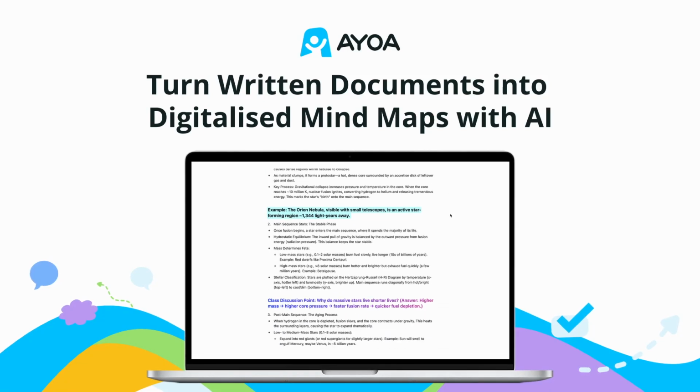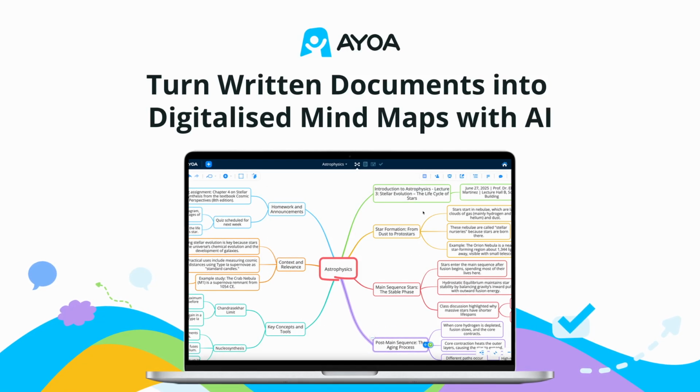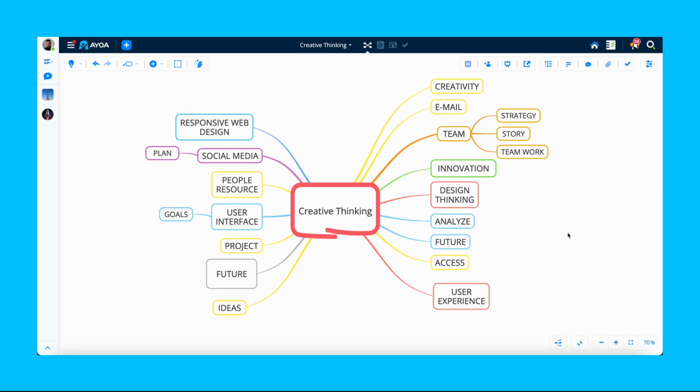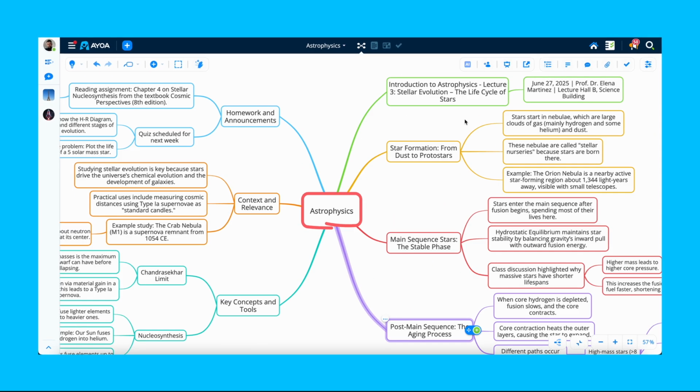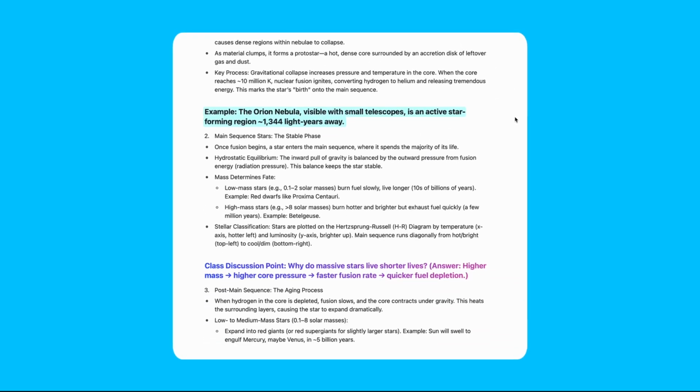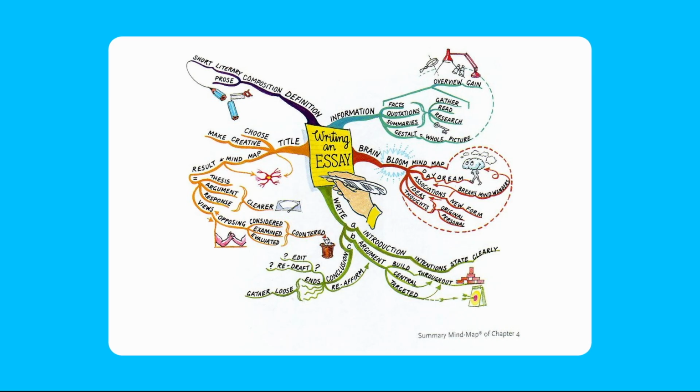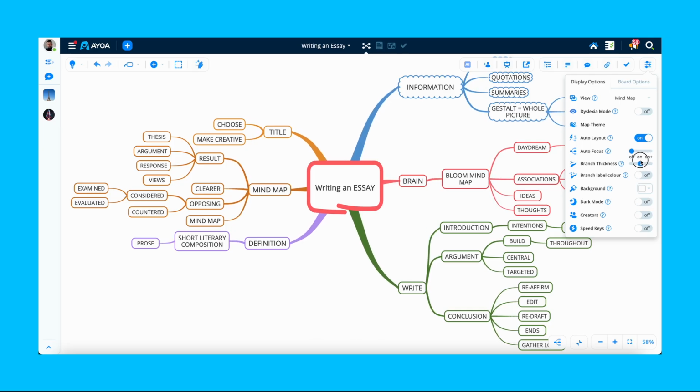This is how you can turn written documents into digitalised mind maps with AI. Ayoa's AI assistant can help you turn your projects into online mind maps. From written notes to post-it notes and even project sketches, Ayoa helps you unlock your creativity.